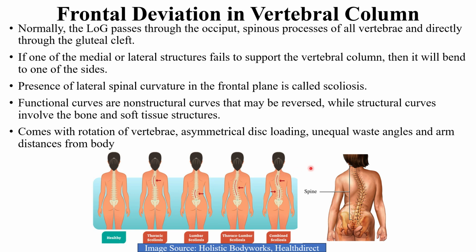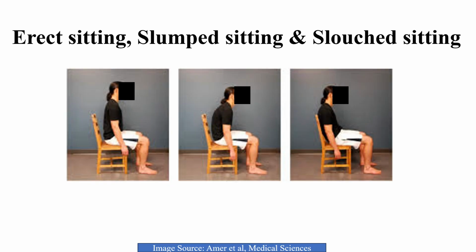Sometimes they are functional, that means they can be reversed, and sometimes they're structural, that means even the bony or skeletal structures and the soft tissues around also get involved, so they cannot be very easily corrected. That is basically scoliosis. It comes with rotation of vertebrae, sometimes asymmetrical disc loading, and eventually different waist angles are formed on either side. There can be crowding of ribs on one side, and curves formed on one side, all of which are seen in scoliosis.